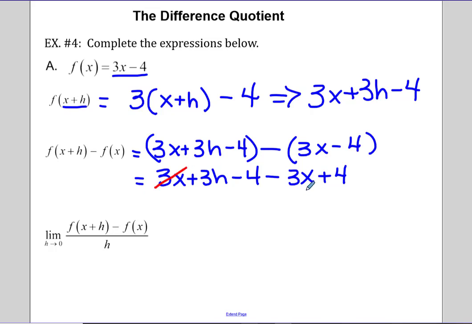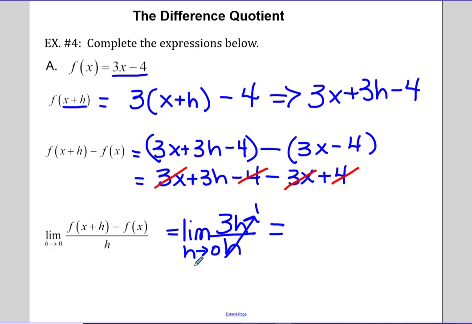And when we collect like terms, everything without an h goes away. And we're left with the numerator of f of x plus h minus f of x becomes simply 3h. And if I divide it by h and take the limit as h goes to 0, the h can be taken away because that's 1. And now there's no h left to substitute 0 for. So our instantaneous rate of change is 3.